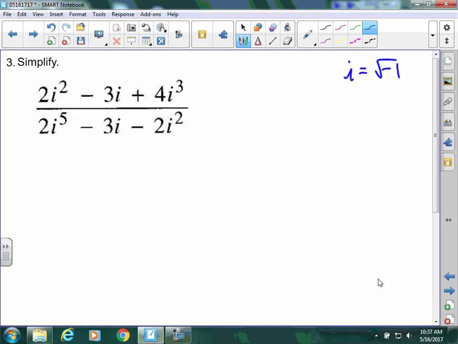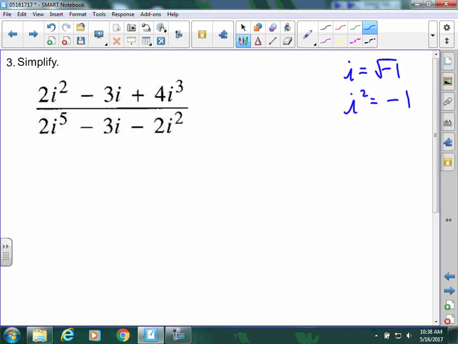I is just equal to the square root of negative 1. I squared is equal to negative 1, because the square root of negative 1 times the square root of negative 1 gives you negative 1, right? And then if I get to I to the third, I'm going to take out an I squared anyway. So I'm going to change the sign and I'll have an I left over.